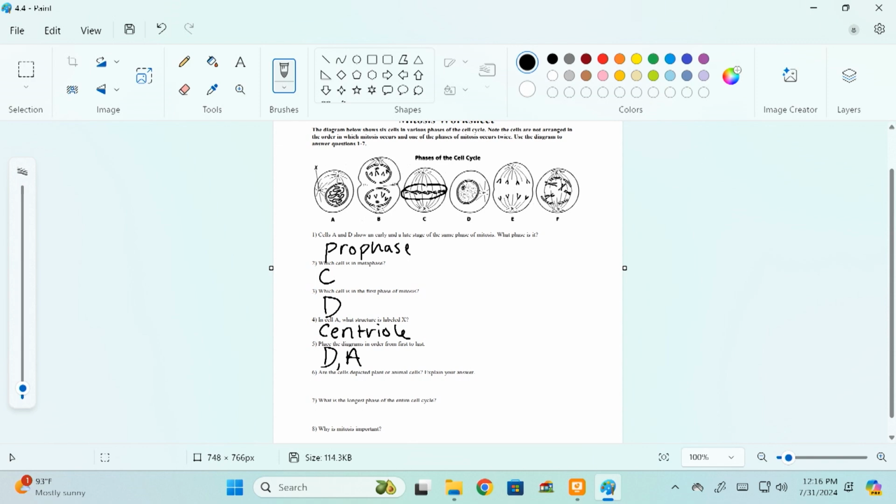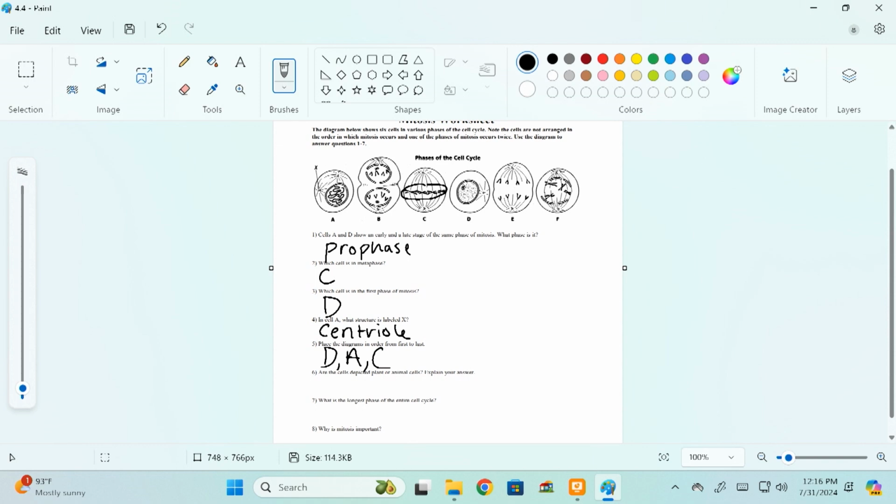We've already done prophase with D and A, so what's the next one going to be? Well, I think letter C is metaphase, so that's going to be our next one. Okay, so we've done P and M. The next part is going to be anaphase.